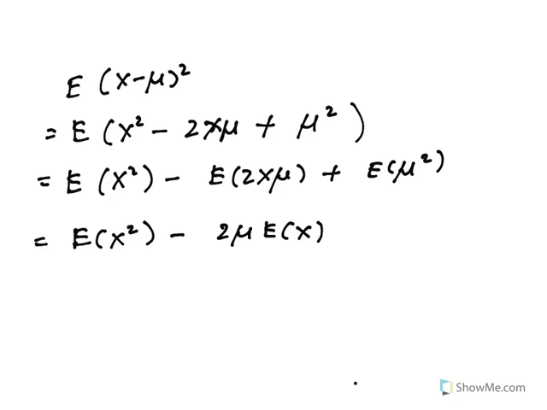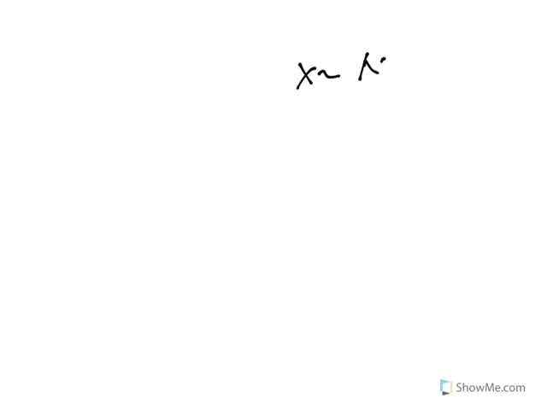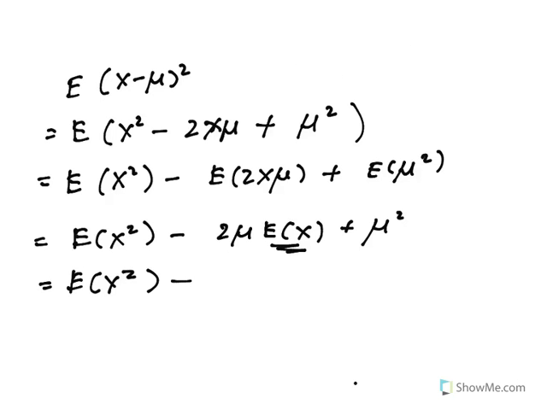Then what is E of mu square? The expectation of a constant is just the constant itself. What is E of X? Just mu. Mu is the mean. I always put mu as the mean and sigma as the deviation, so you remember E of X is always mu, the mean. Usually, for example, when we write X with mu, sigma square, normal distribution, mu is the mean.